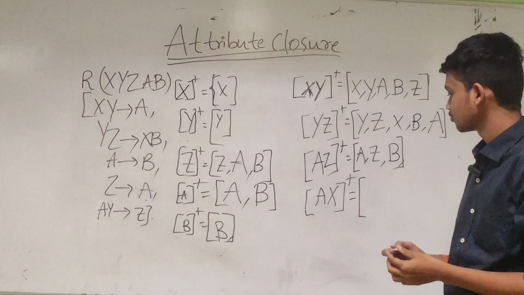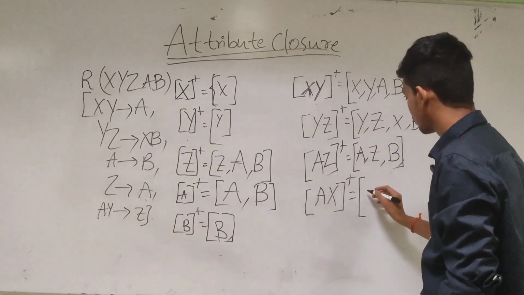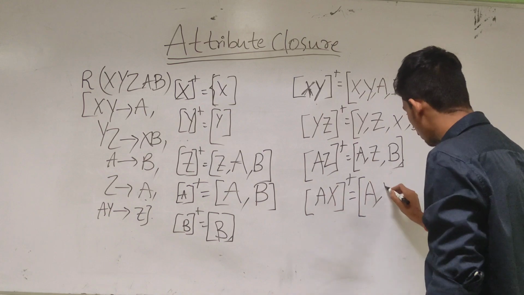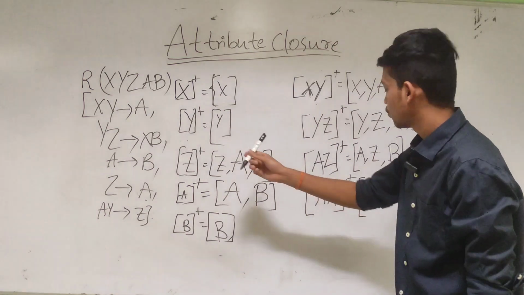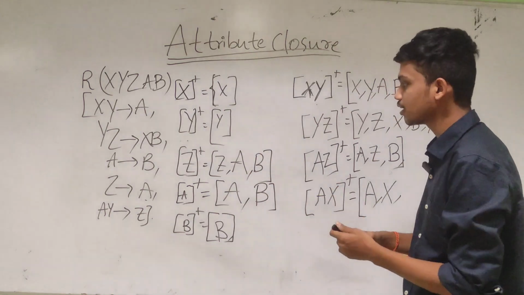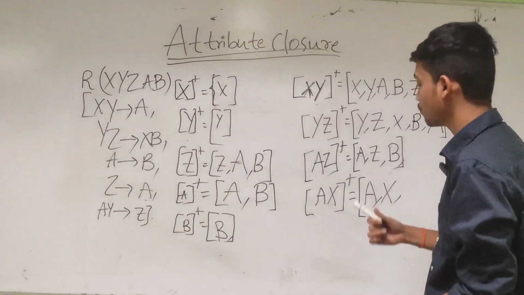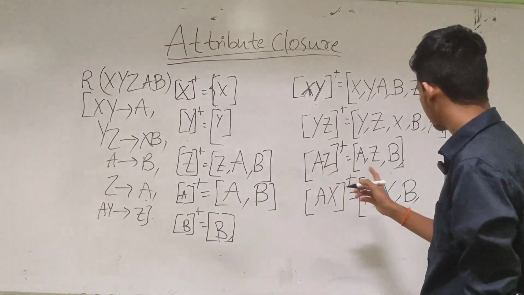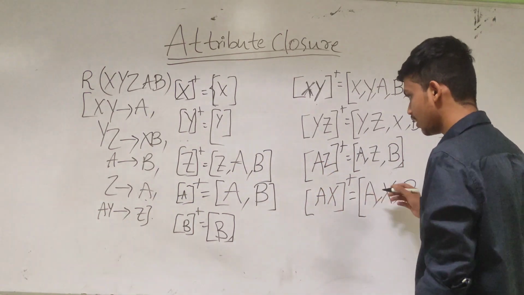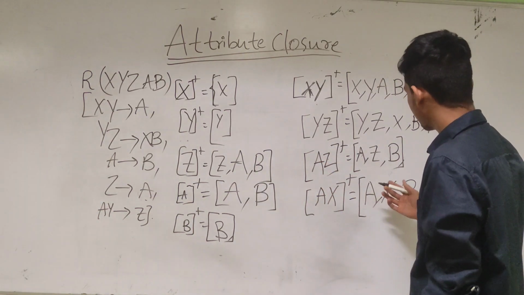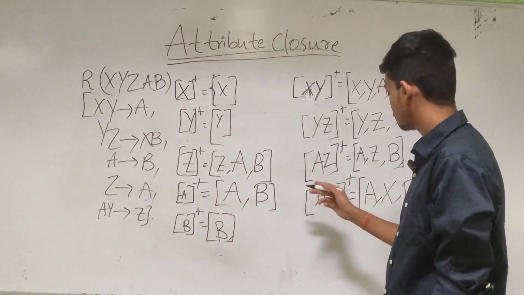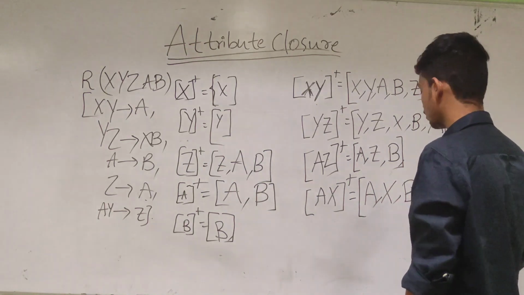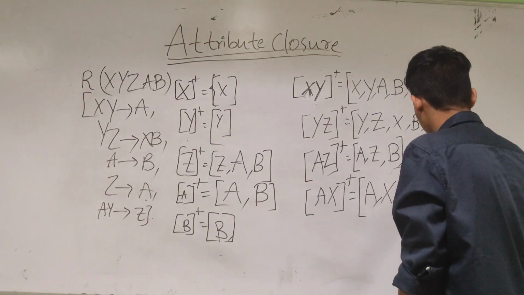Now AX closure. In AX closure, we should include A as well as X. Now with A and X can something else be derived? With A we can derive B, so B should be included. With B we can derive something? No. With AX, I think it's up here. We can't derive something else because X requires Y to derive something else. I think that's all.